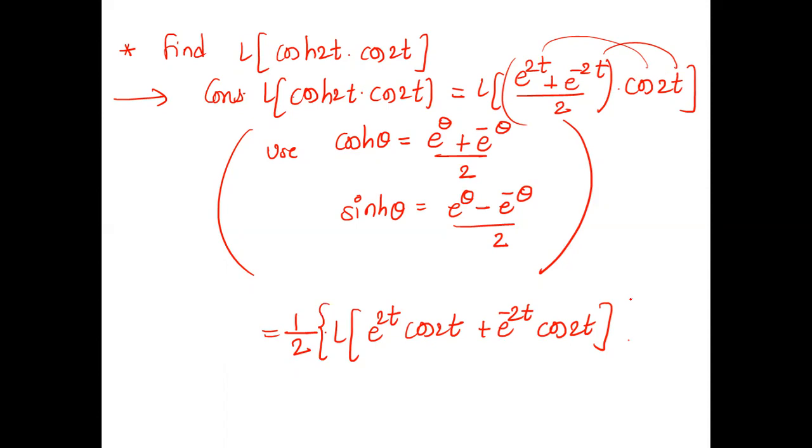That 1 by 2 is for both. So can we now apply linearity? Yes, as there is a plus, we can separate the Laplace with addition. So I'll do that: Laplace of e raised to 2t cos 2t plus Laplace of e raised to minus 2t cos 2t.